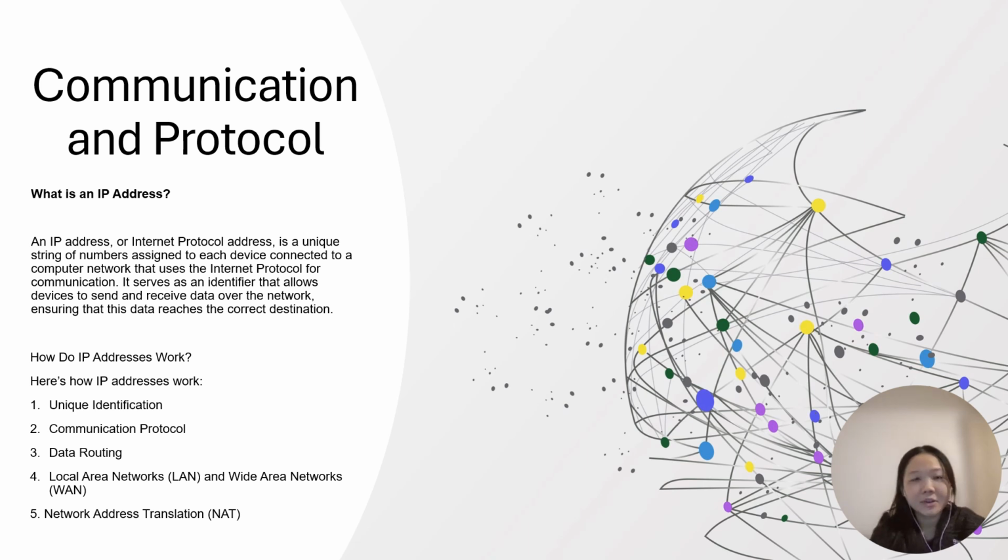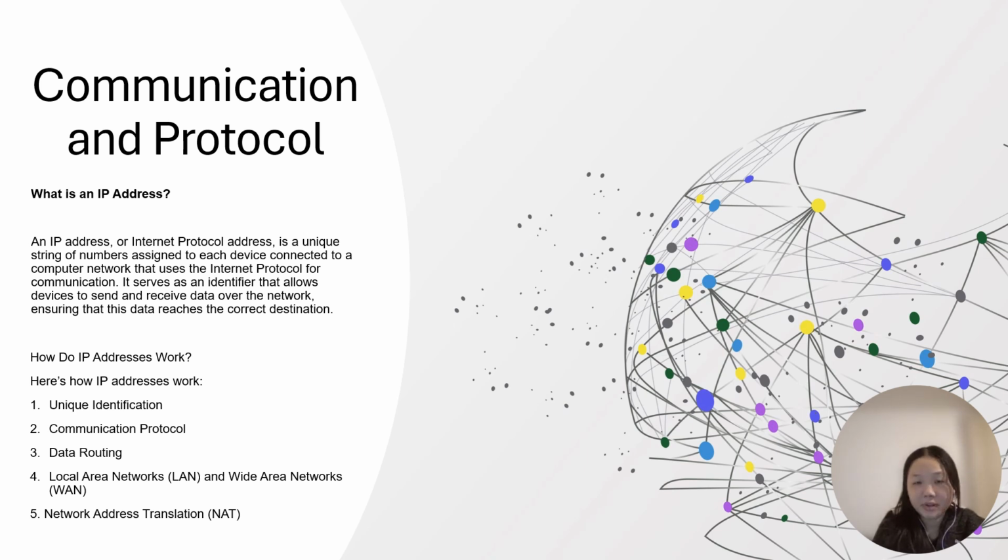IP address. What is an IP address? An IP address, or Internet Protocol address, is a unique string of numbers assigned to each device connected to a computer network that uses the Internet Protocol for communication. It serves as an identifier that allows devices to send and receive data over the network, ensuring that this data reaches the correct destination.